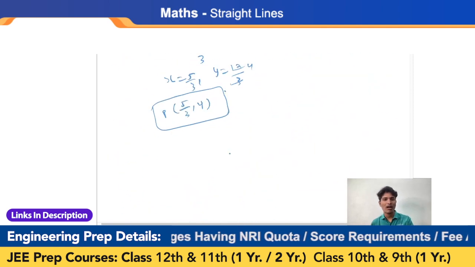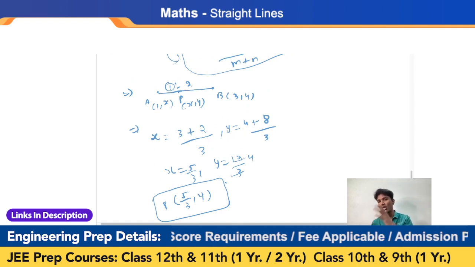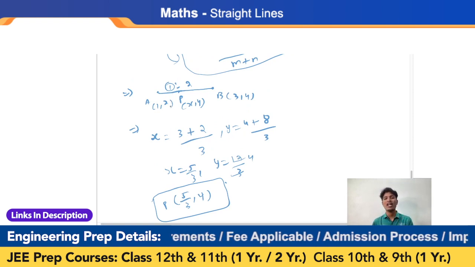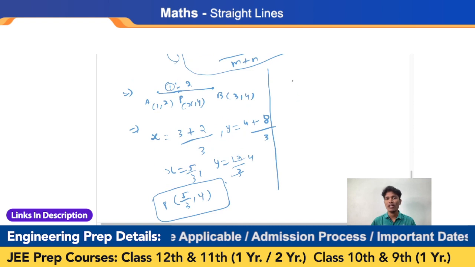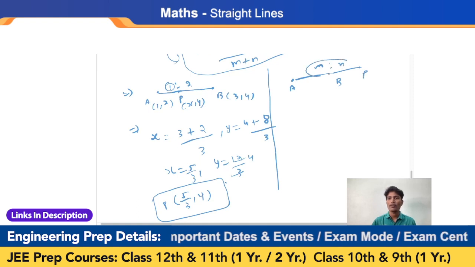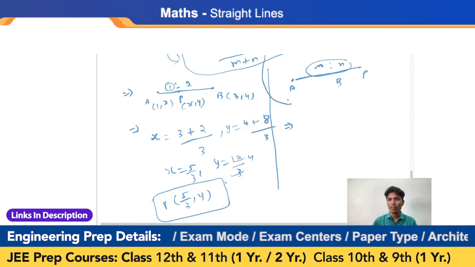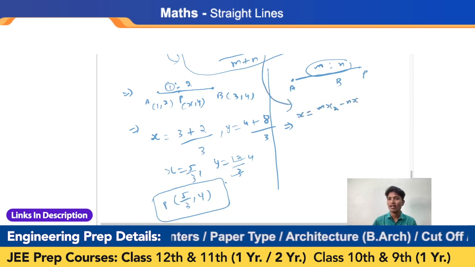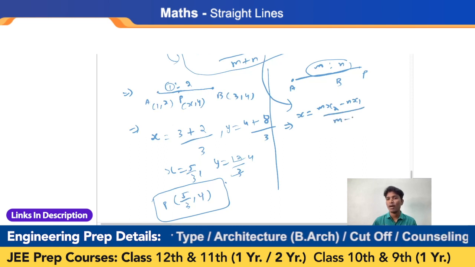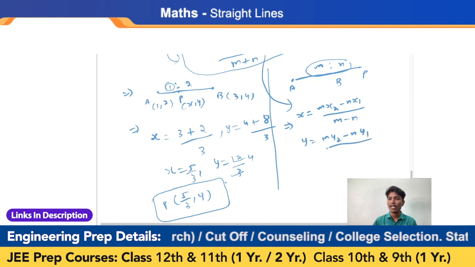Now I discussed the internal section, that is when the point is on the line joining A and B and lies between them. What if the point is not in between? What if it is outside? Suppose P is here, again dividing in the ratio m:n. Now it is very important. The same formula can be used, but there is a slight change. That is mx2 minus nx1 is the new value, divided by m minus n, and the y value is my2 minus ny1 divided by m minus n.